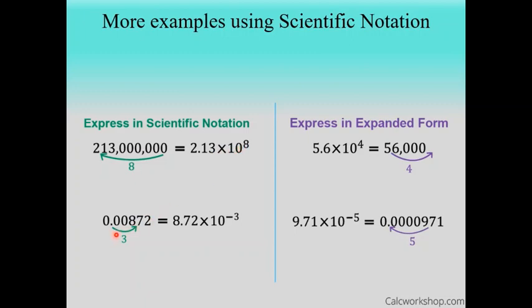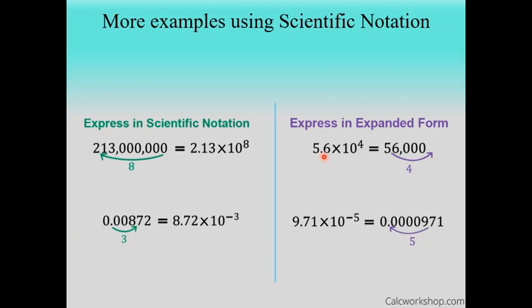Likewise for this number, 0.00872, if the decimal place is right here and I need to move it between the 8 and the 7, then I need to move it 1, 2, 3 places, so it's 10 to the minus 3.